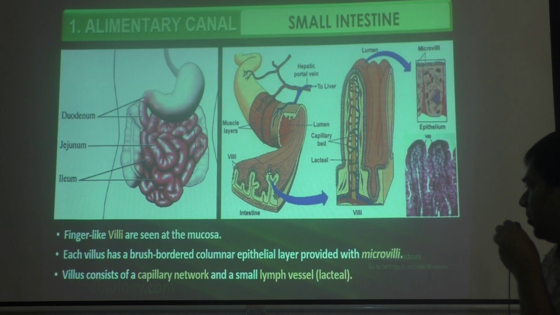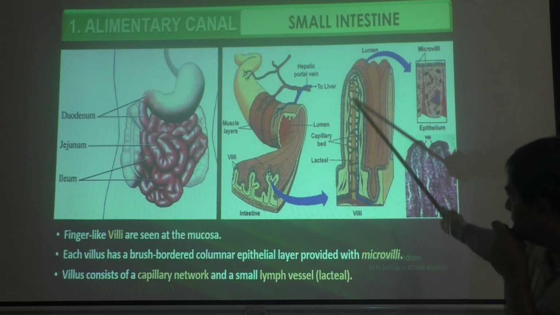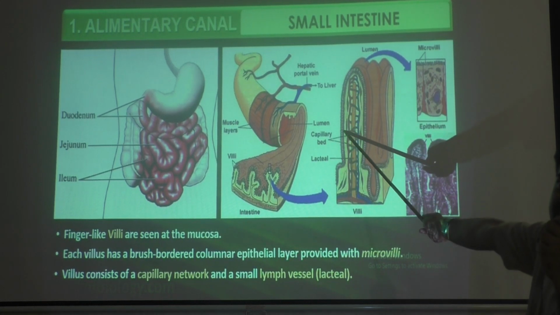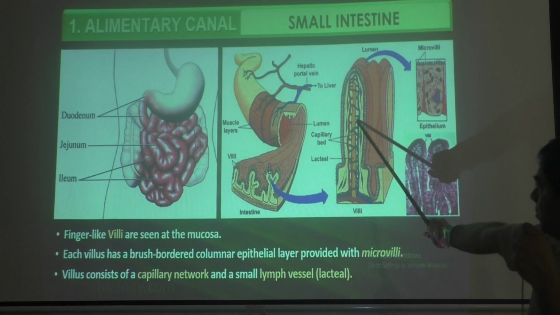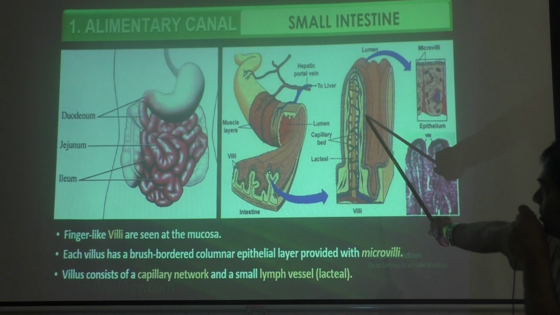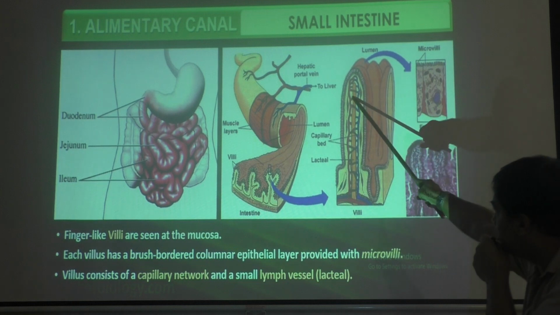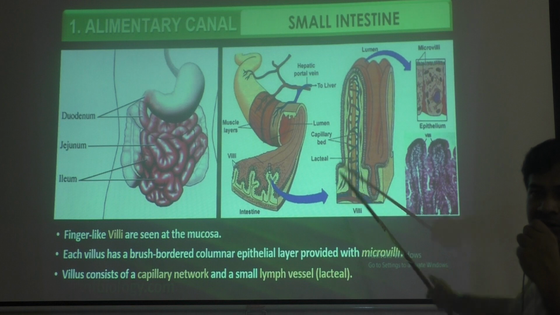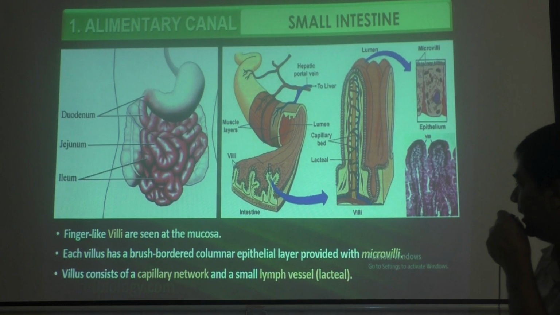Then the villus consists of a capillary network and a small lymph vessel. What you see here in the center, this red color is oxygenated blood, and this blue color is deoxygenated blood. That is, red color is oxygen mixed, blue color is carbon dioxide mixed, where they join there. And in the center of the villi you can see one yellow or orange color tube, that is the lymph vessel.